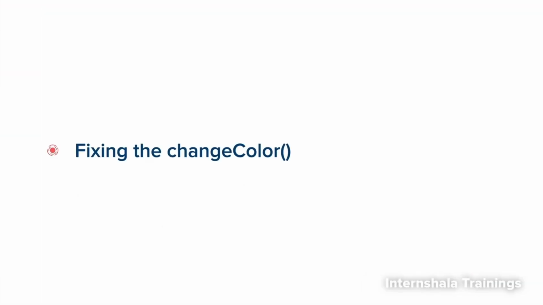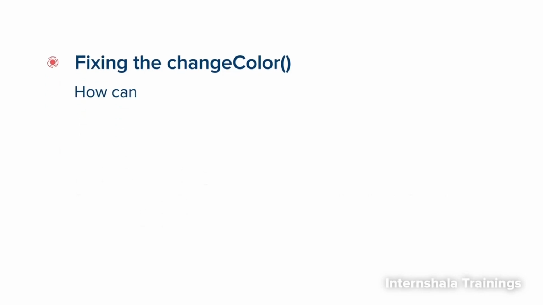Now the next challenge is to fix the change color function. Since the color state is now present in the app component, the change color function should also go up inside the app component so that it can communicate with the state color data. But let me remind you that it needs to be called within the box component. So how will it work?